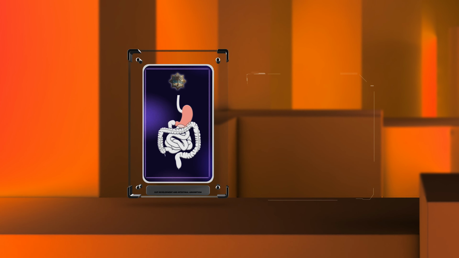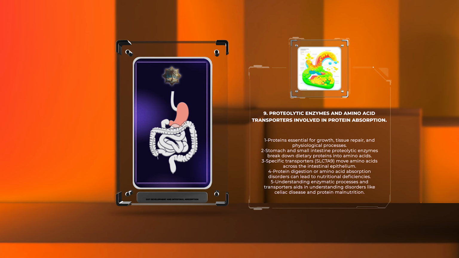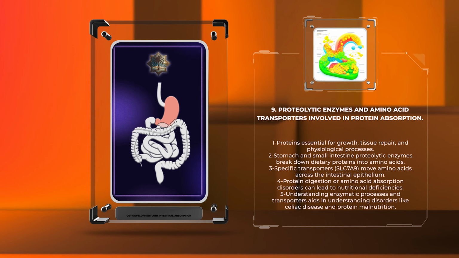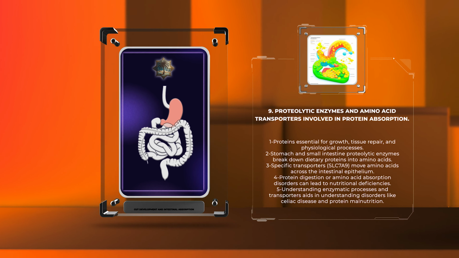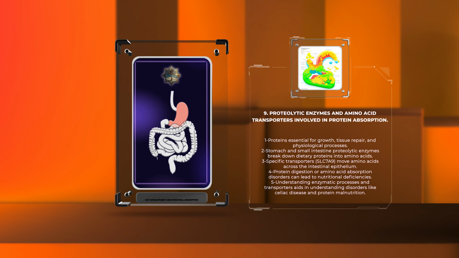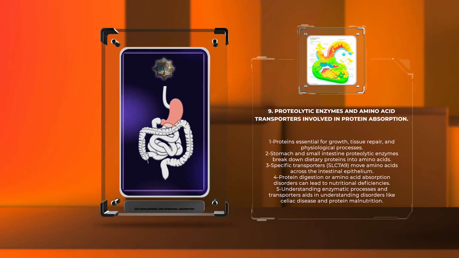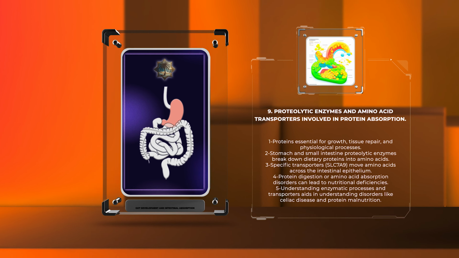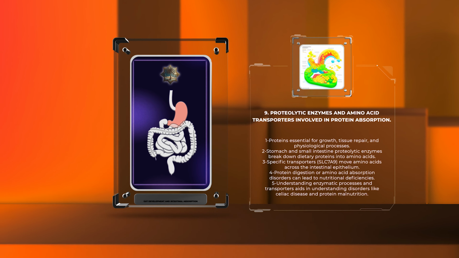Proteins are essential for growth, tissue repair, and numerous physiological processes. In the intestine, dietary proteins are broken down into amino acids by proteolytic enzymes, such as pepsin in the stomach and trypsin/chymotrypsin in the small intestine. The resulting amino acids are then transported across the intestinal epithelium by specific transporters, such as the SLC7A9 protein transporter family. Disorders in protein digestion or amino acid absorption can lead to various nutritional deficiencies. Understanding the enzymatic processes and transporters involved in protein absorption provides insights into disorders such as celiac disease and protein malnutrition.